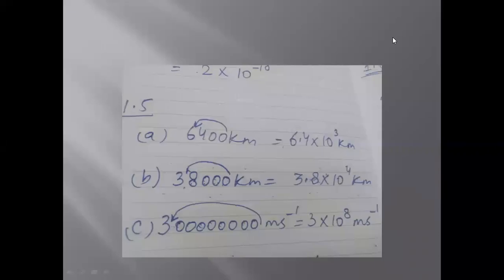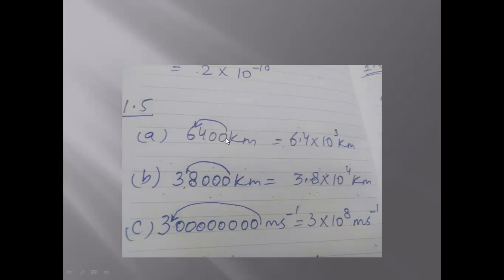Now we are to do question number 1.5, which is given on your book page 25. The question is, write the following quantities in standard form. We are to write again, like question number 1.4, in standard form, 6400 kilometers.